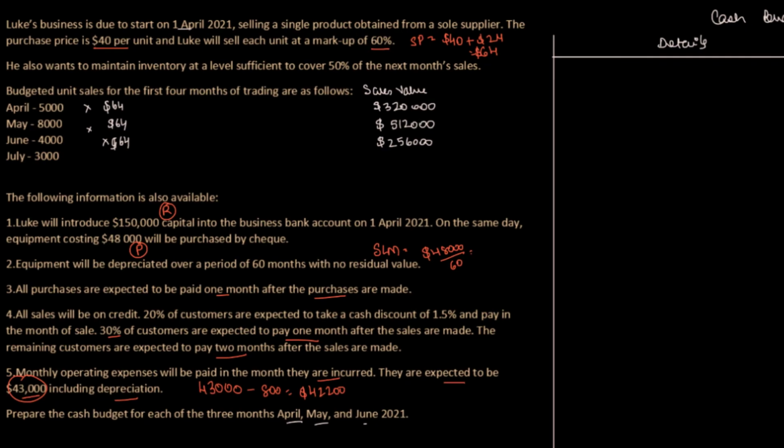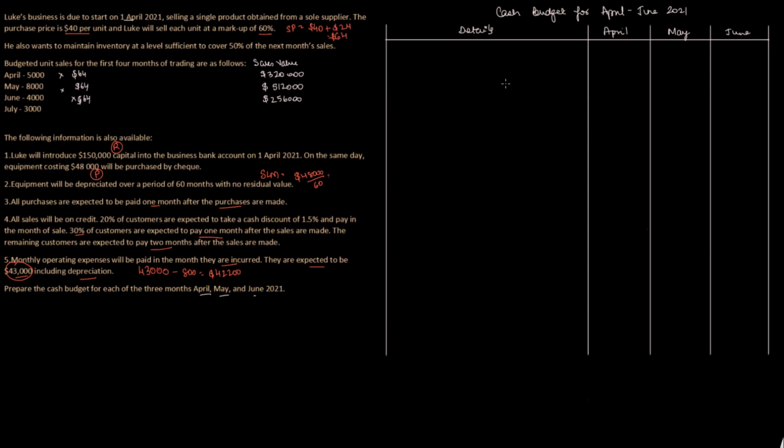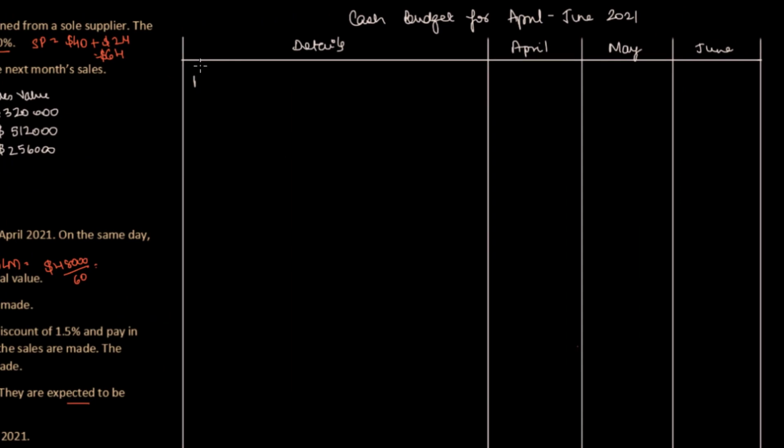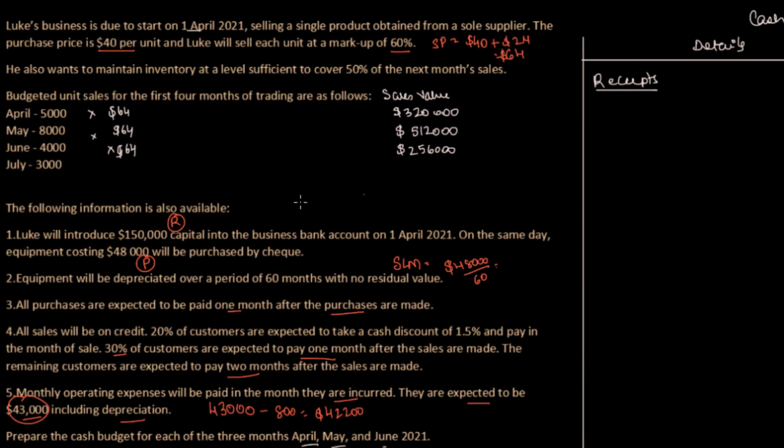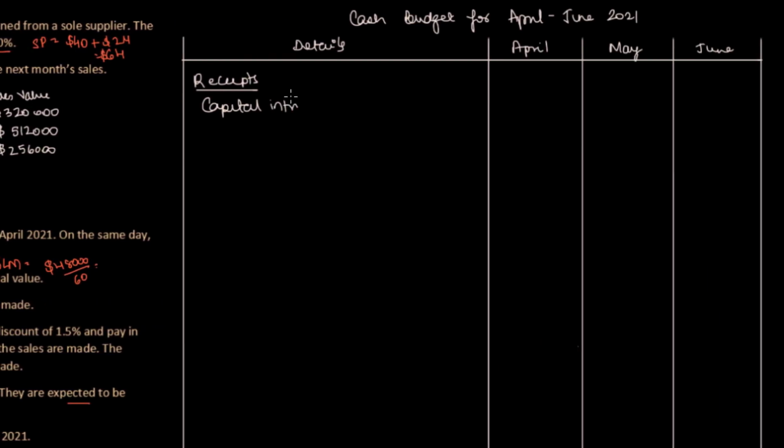So prepare a cash budget. Let's first write down the overall format of the cash budget and then we'll see some workings and then finally put all the amounts in the cash budget. First, we begin with the receipts in the cash budget. Under the receipts, we have to adjust for point number 1 here, capital introduced. So capital, and it is introduced on 1st April. So we are going to write the amount in the April month, 150,000. Nothing in May and June.